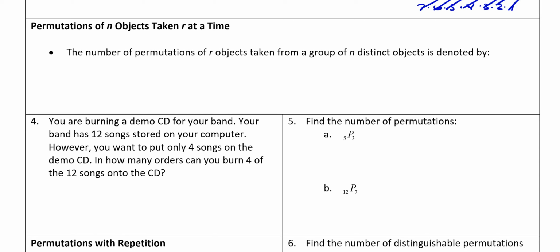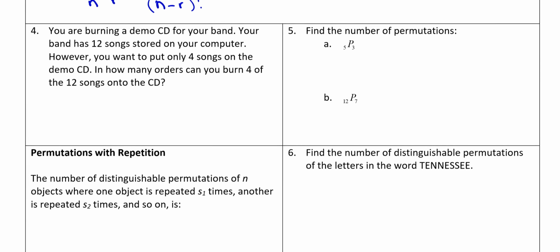The formula for permutations, again, is denoted as n things taken r at a time. The number of permutations of r objects taken from a group of n distinct objects is given as n factorial over n minus r factorial. It's important that you know this formula. It'll be useful. So now, let's go to number 4.